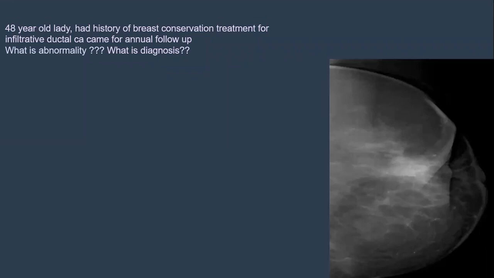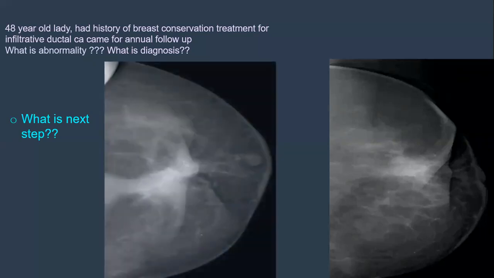About history, she was a 48-year-old lady, had history of breast conservation treatment for infiltrative ductal carcinoma, came for annual follow-up. What is the abnormality and what is the diagnosis? You describe the abnormality. Can you give a diagnosis now? She asked about the previous. The next step is to look if this is a baseline or previous.